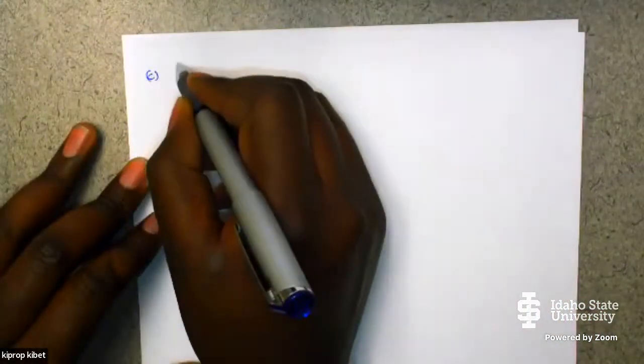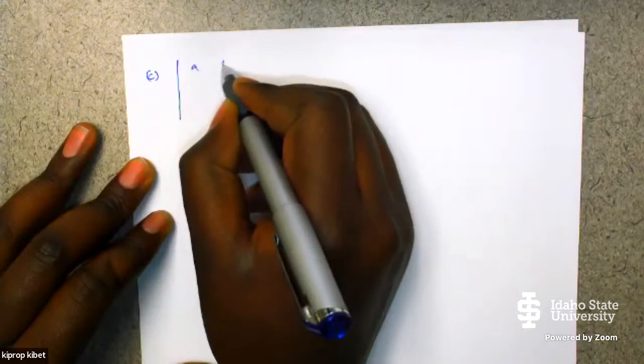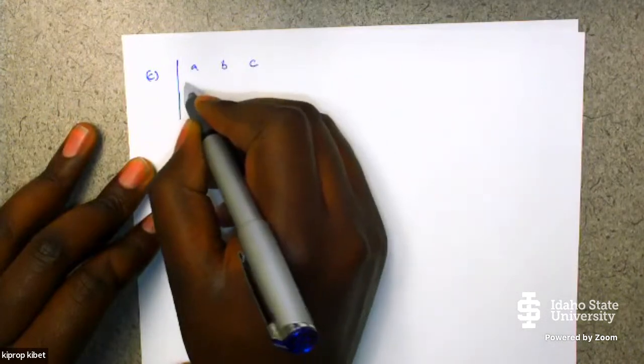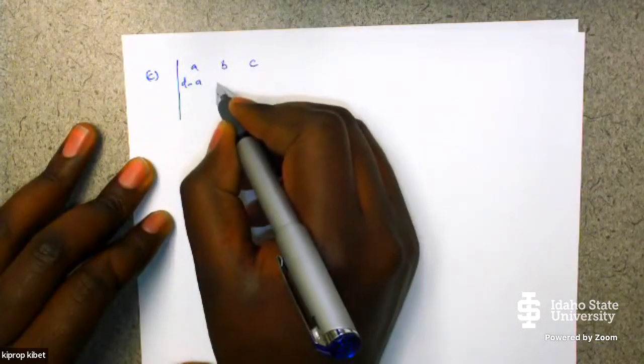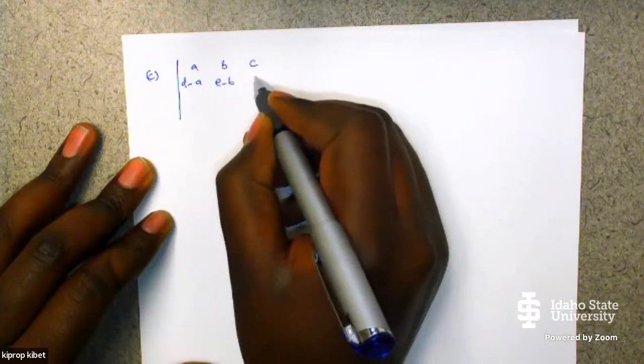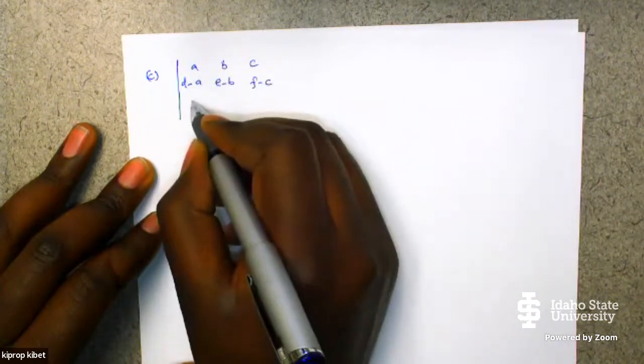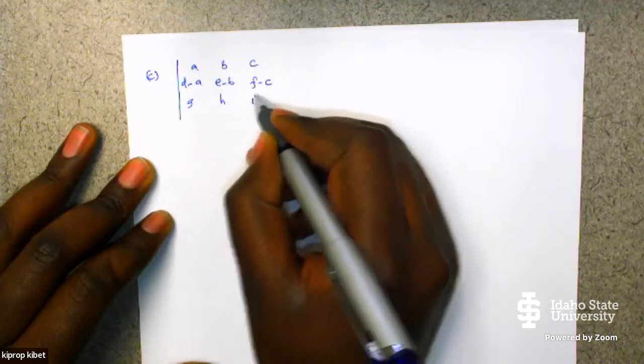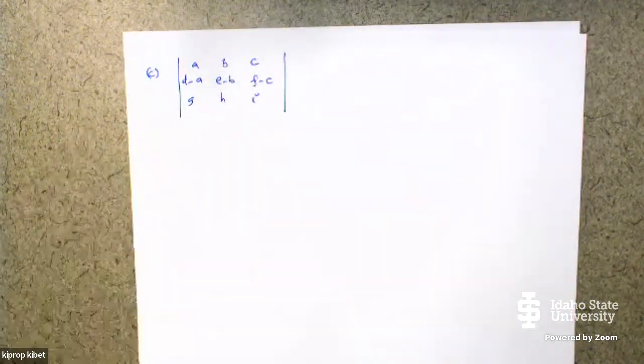Find the determinant of A, B, C, D minus A, E minus B, F minus C, G, H, and then I.